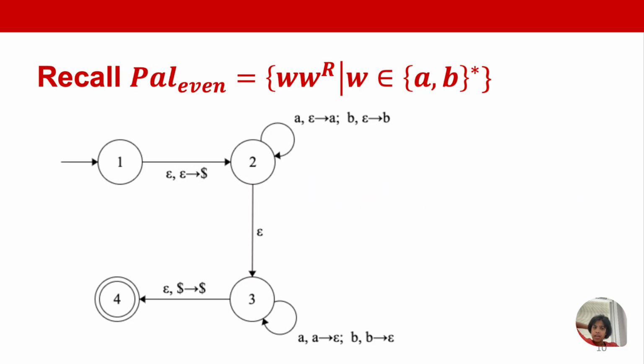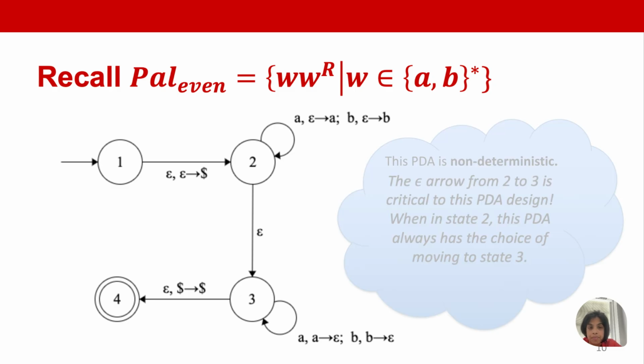So let's take a look at PAL even, right? If you write the grammar, it's actually not ambiguous, but we have to kind of guess where we are in the middle of the string. I don't know when we have hit W and we start to need to look at W reverse. So we create this epsilon transition going between 2 and 3 that says, okay, let's just push a bunch of stuff onto the stack. At some point, guess that we're in the center and then start popping. And if we matched it, then we're good. It is an even palindrome.